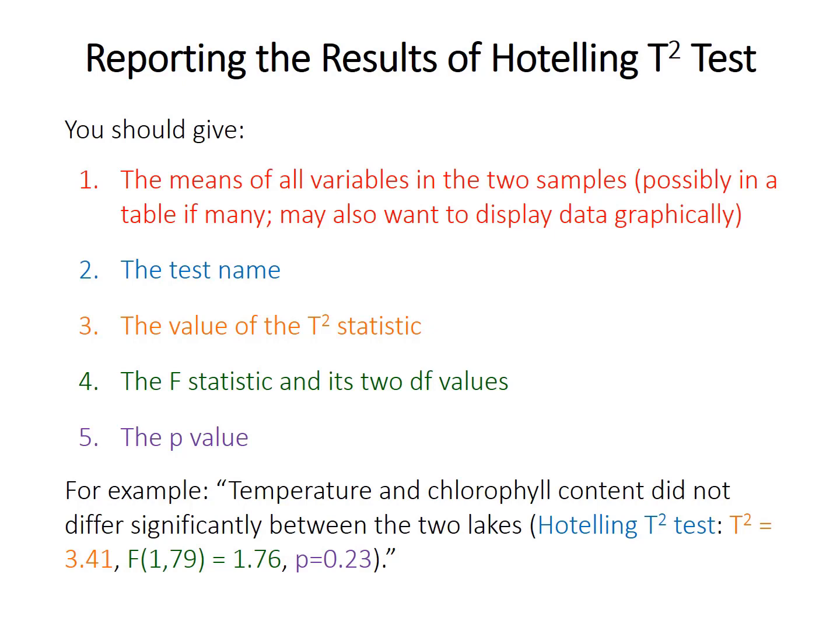So there's a lot of information to report for the Hotelling t-squared test. You should give the means of all the variables in the two samples. If there's a lot, a table might be appropriate. Some kind of graphical presentation, like box and whisker plots, could also be useful. Obviously, you should tell what test you ran. Give the t-squared statistic, the F statistic that it gets converted to, and its two degrees of freedom, as well as the p-value.